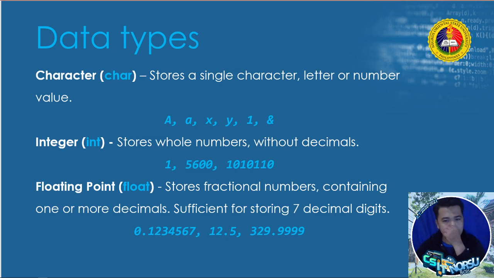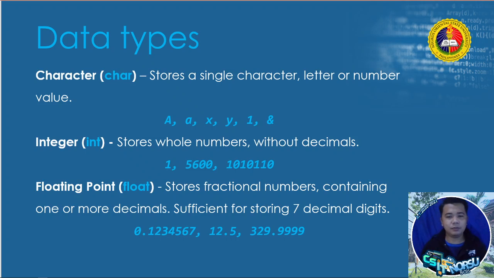Okay? So float, or floating point. Floating point, or float, stores fractional numbers containing one or more decimals. It is sufficient for storing 7 decimal digits. Okay, so again, while the integer deals with whole numbers, we will use float for decimal numbers with up to 7 decimal points.